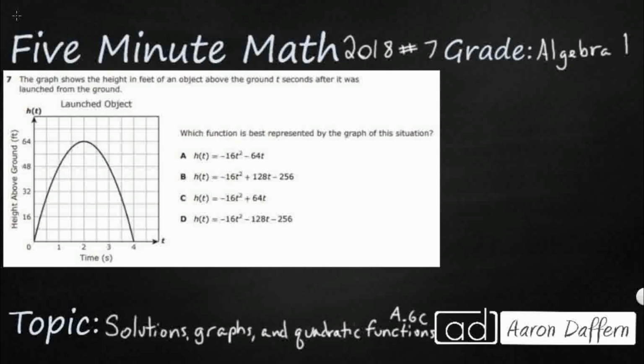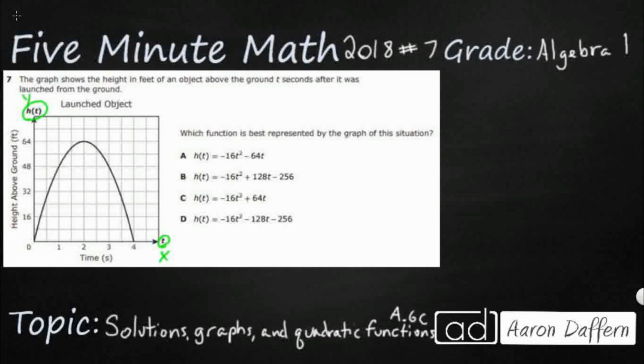So we've got this graph here showing the height in feet of an object above the ground in t seconds. We've got our t as our x-axis, and h of t is going to be our y-axis. Just for simplicity's sake, I'm going to replace them with x and y. We'll put them back in for t and h of t in just a moment.